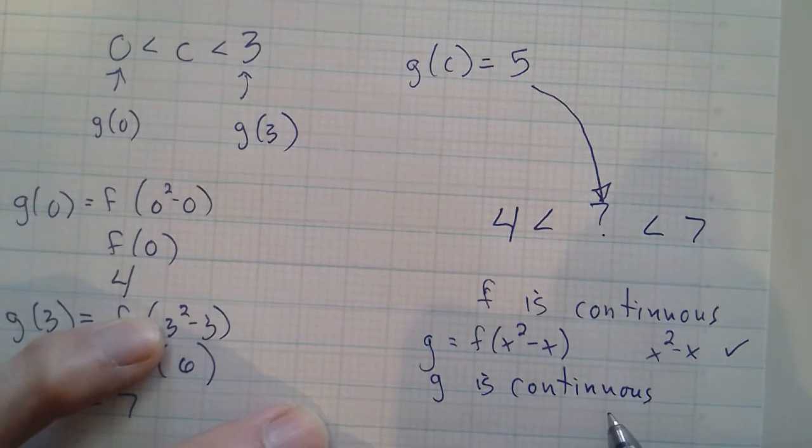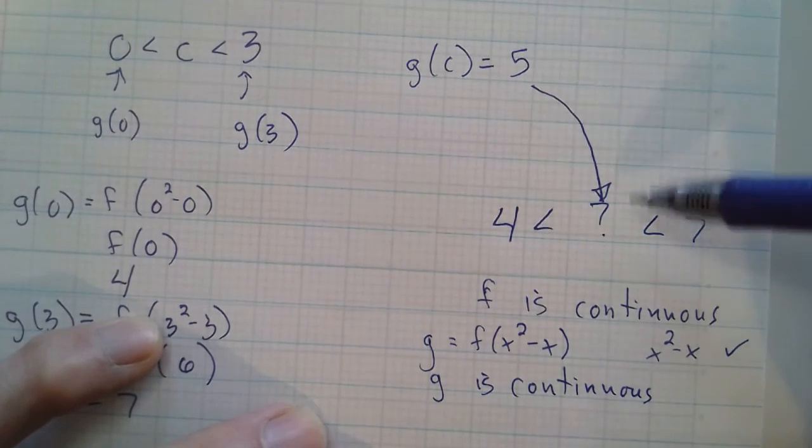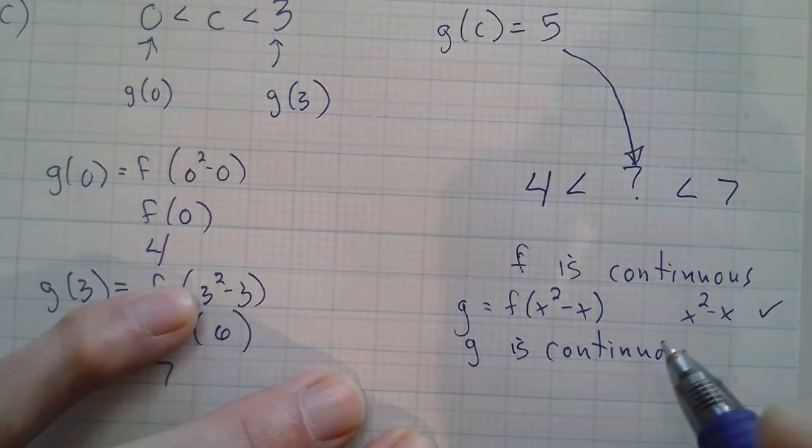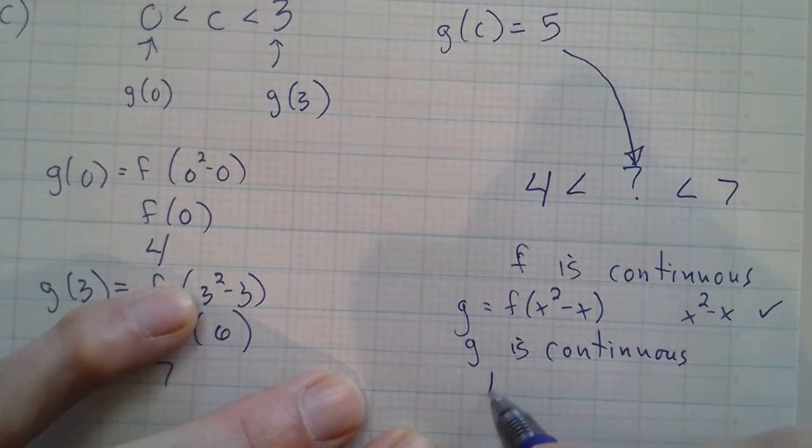So if g is continuous, and 5 is between 4 and 7, then you would say the intermediate value theorem guarantees that it does exist.